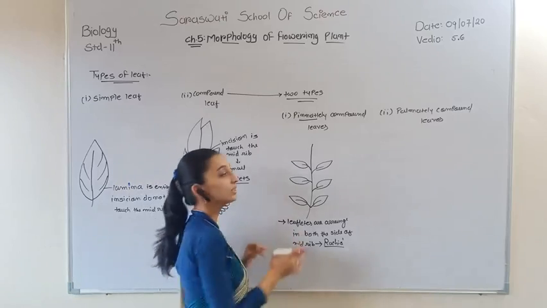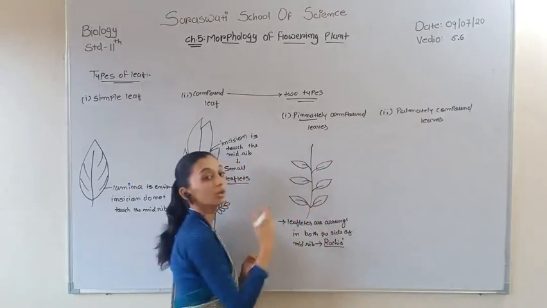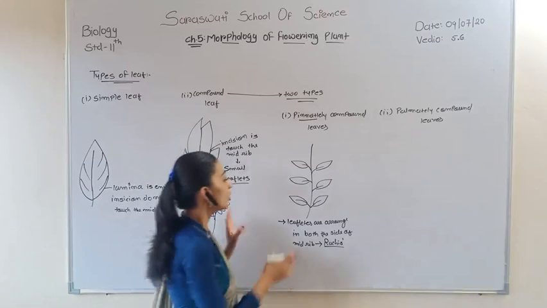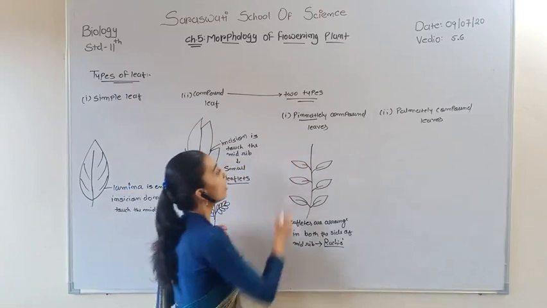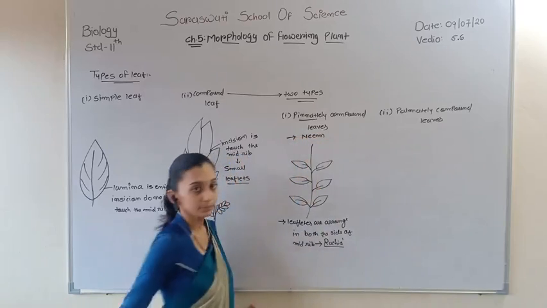The incision touches the midrib and the entire lamina is divided into small leaflets, and leaflets are present on both sides. So this type of arrangement is known as pinnately compound leaves. The best example is neem.